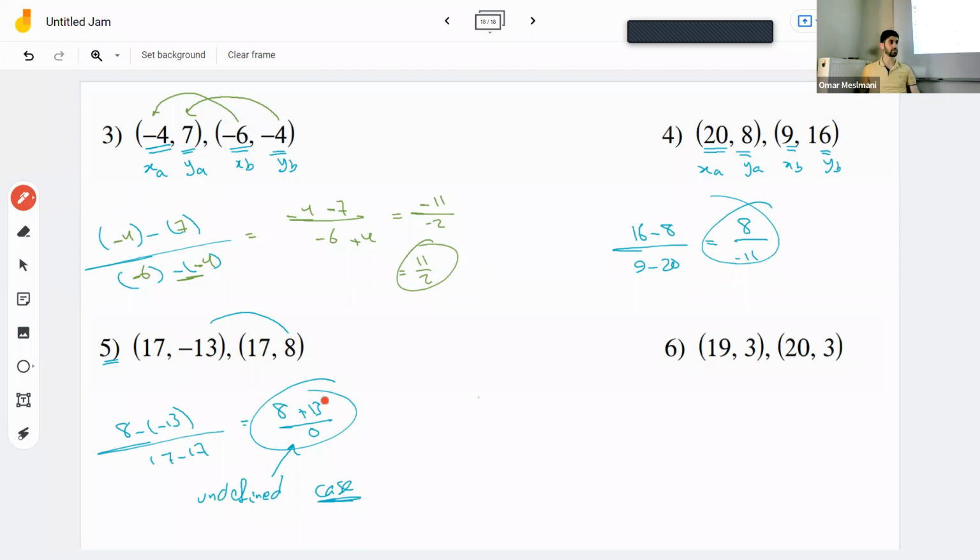In math, we have a problem. I can't divide by 0. So what I'm going to say is that this equation is parallel to the y-axis.